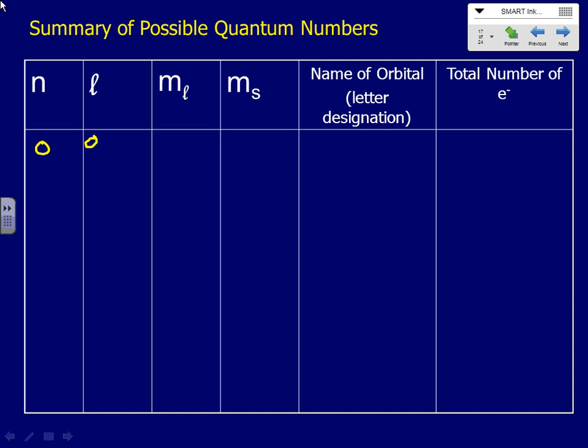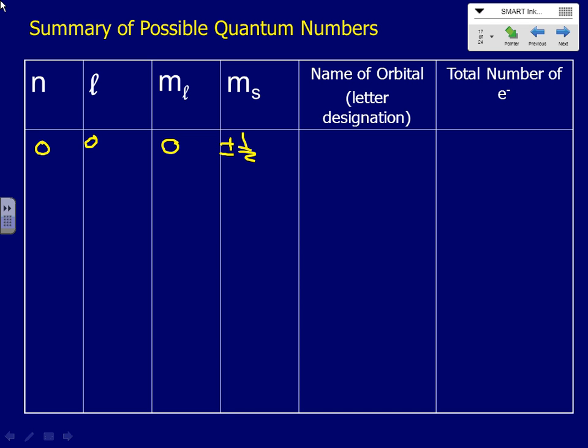Okay, possible values for ml. 0. That means there's only one. Possible values for ms. ms is the easiest one. You've only got 2 possible values, and there's no thinking involved. Plus 1/2, negative 1/2. Plus or minus 1/2. That's the way I'm going to write it. See there, I've got plus or minus above each other. That represents 2 electrons. Now let me describe to you something called the letter designation of the orbital.